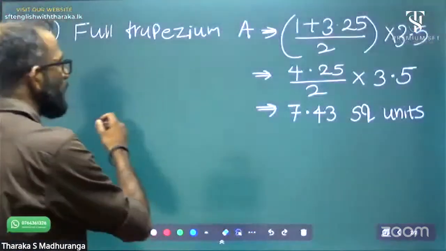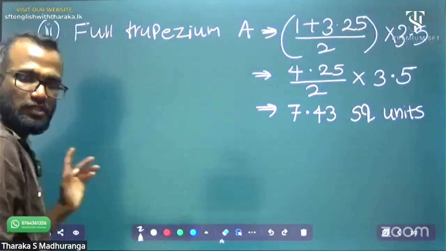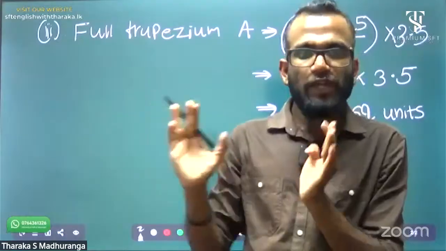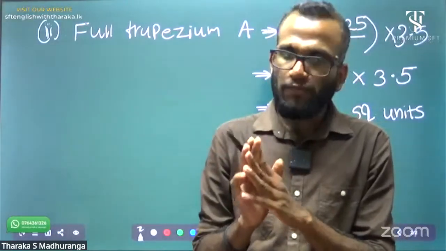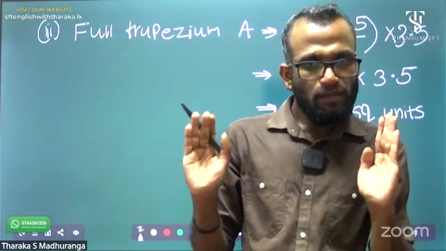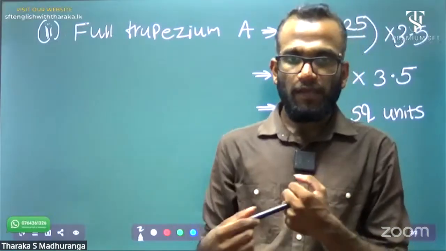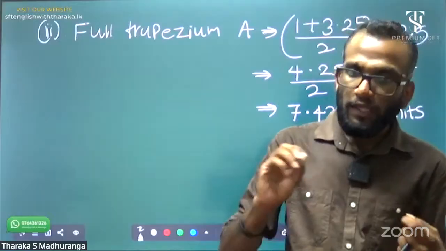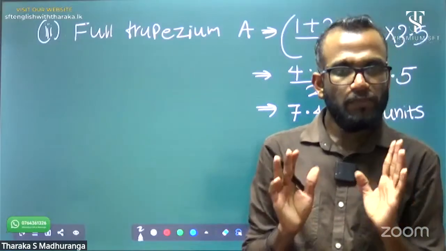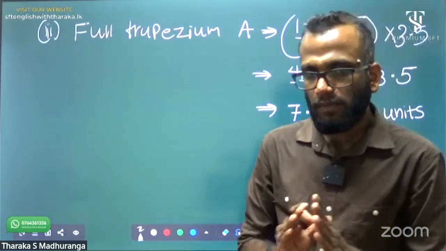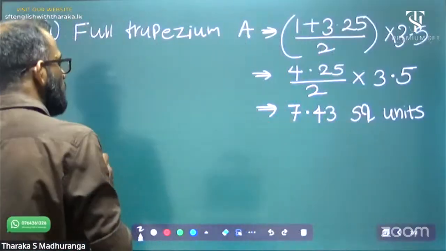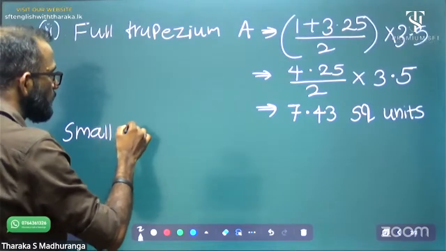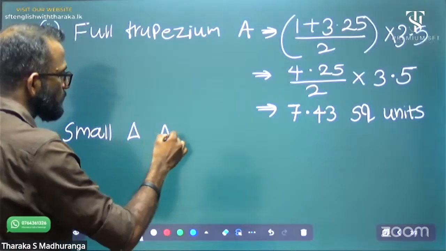Area of the small triangle. Now it is an essay question. Same as my order, you have to calculate one by one for essay questions. If you need full marks, you can't use short steps, you can't just write down the answer. You have to show all steps. Okay, now the small triangle area.